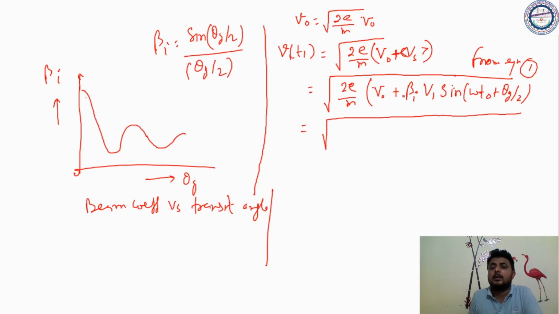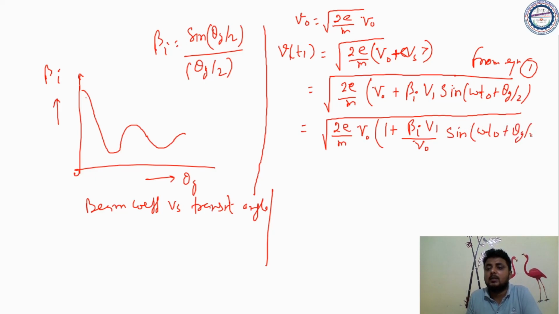So now we will try to take the V naught outside so that we write in terms of this velocity. We take V naught common. So this can be written as 2e by m into V naught, into (1 plus beta I V1 divided by V naught sine(omega T naught plus theta G by 2)). This term is nothing but depth of modulation.